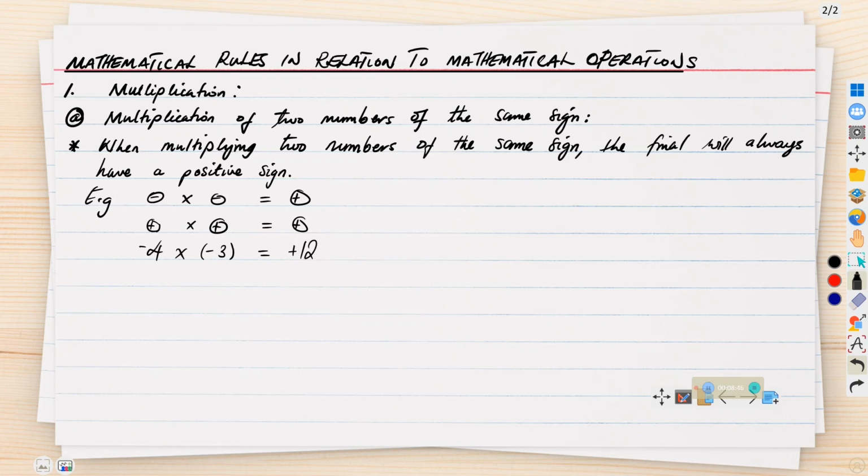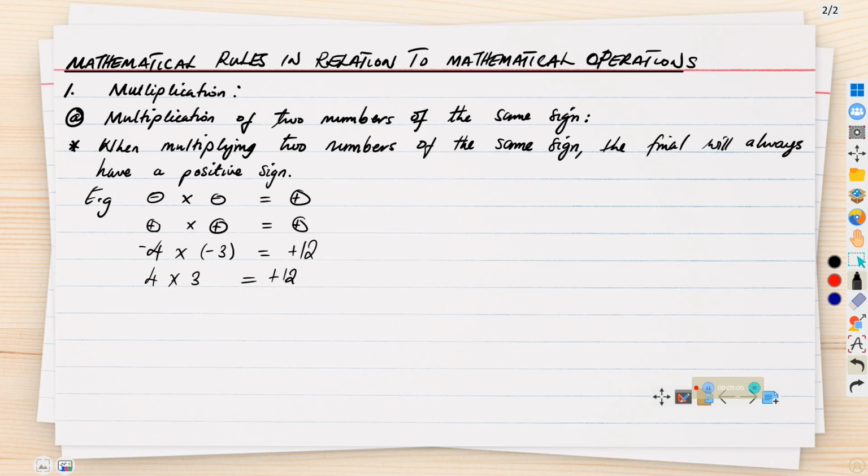Then you can also have 4 times 3. These are positive because they are not written with a sign. Any number written without a sign is positive. So 3 times 3, they are both positive, then the answer is positive.